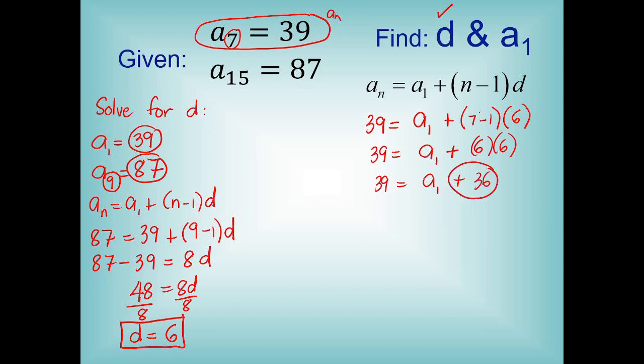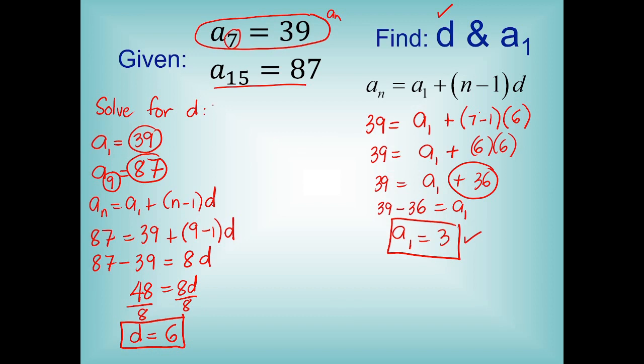Transpose this to the other side. 39 minus 36 is the first term. So, the first term is the number 3. If we will be using this, we will still get 3 for this. So, can you show that, sir?